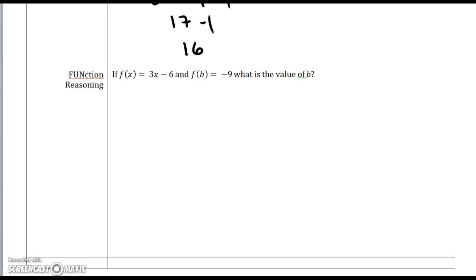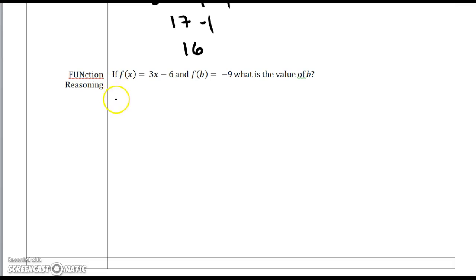We have, if f of x equals 3x minus 6 and f of b equals -9, what's the value of b? So we want to find what's the b. Well, function and function, they're the same function, and they're using the letter f to denote that. So we're talking about this function being the same as this. Well, what's the difference between this one and this one? Can you see it? The only difference I see is they have the same name, but one has the function when I plug in x, and this is the function when I plug in b.